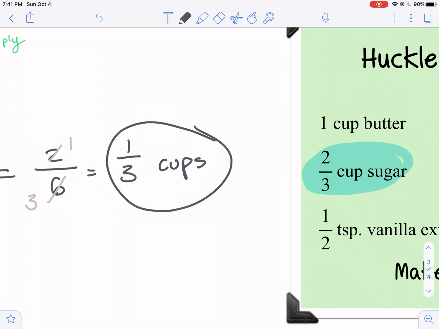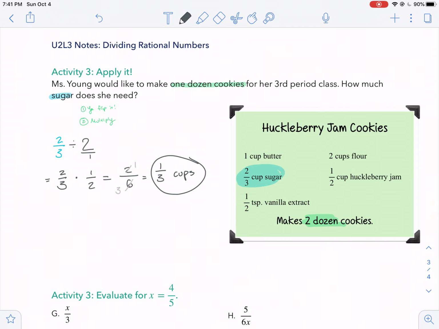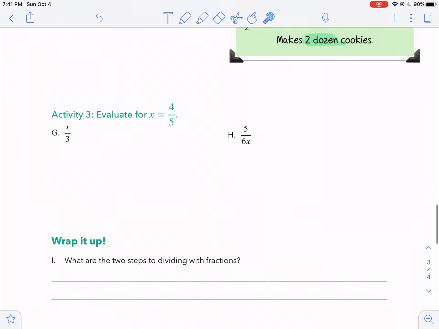Would you say 1/3 cups or 1/3 of a cup? They're both right, but what? I wonder what you guys would say. If only there were a way to take a poll.